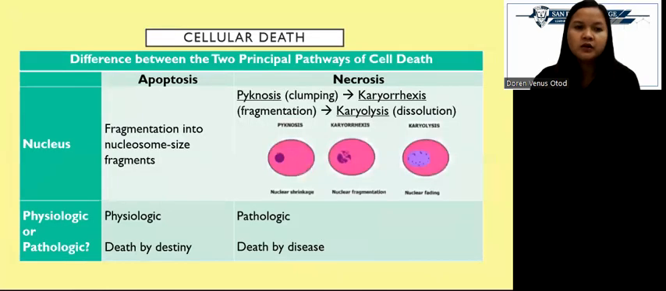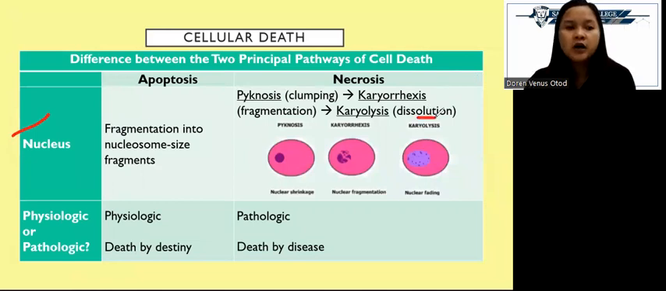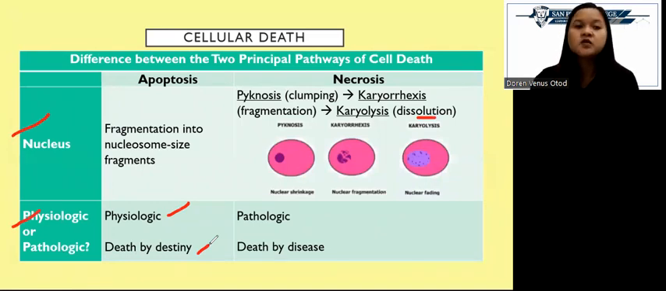Okay, more differentiation about these two types of death. For the nucleus, in apoptosis there is fragmentation into nucleosome-sized fragments, while in necrosis there is clumping, there is fragmentation, and it will result in dissolution of the nucleus. And for the cause of death, apoptosis is physiologic. So the death of the cell is destined. For example, our RBC. The lifespan of our RBC is 120 days. So after 120 days, the RBC is destined to die.